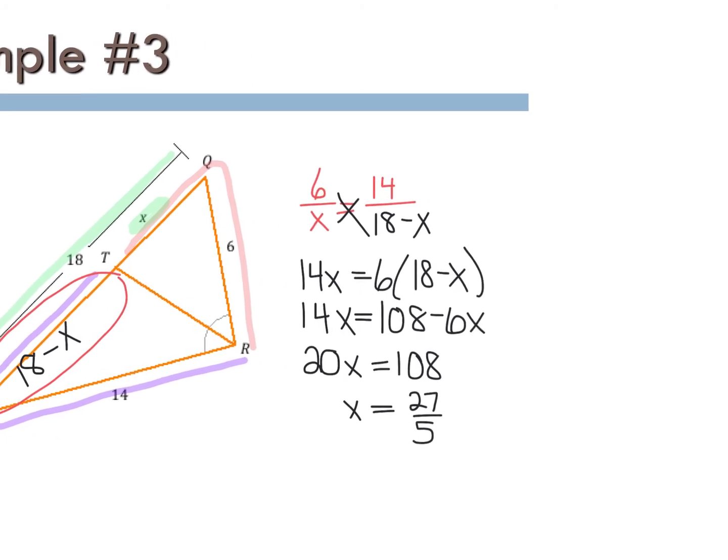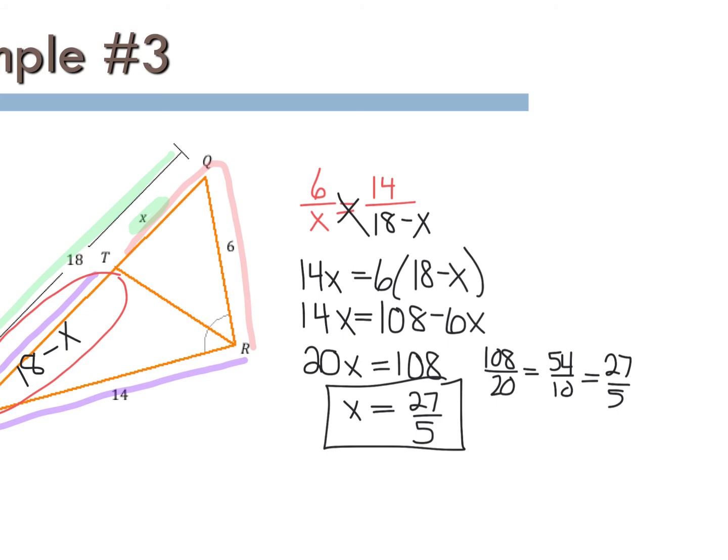How I did that, if you didn't have a calculator: 108 divided by 20, I see 2 goes into both. This would be 54 over 10. 2 goes into both, 27 over 5. You could have initially divided by 4, but in either case, you would get 27 over 5. If you have your calculator, 108 divided by 20, math frac, you will get 27/5.